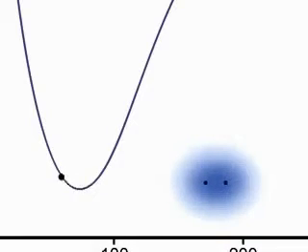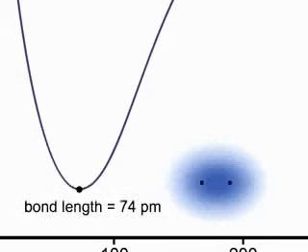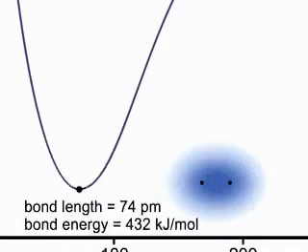The bond length is the average distance. For H2, it is 74 picometers. The bond energy, the difference between the minimum energy and the starting point, is the energy needed to break a mole of H2 molecules into separate H atoms. For H2, it is 432 kilojoules.